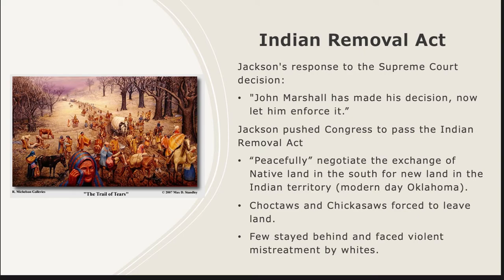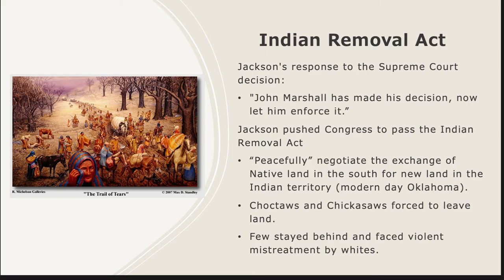So the Supreme Court cannot enforce the law. Remember, the Supreme Court is a part of the judicial branch. The judicial branch is the judge of the law, they interpret the law. The legislative branch makes the laws, and the executive branch enforces the laws. So when Marshall makes his decision, the president is supposed to enforce it, the executive is supposed to enforce it, but Jackson doesn't want to.